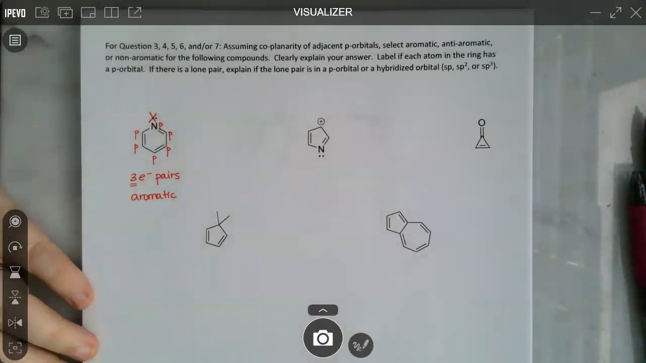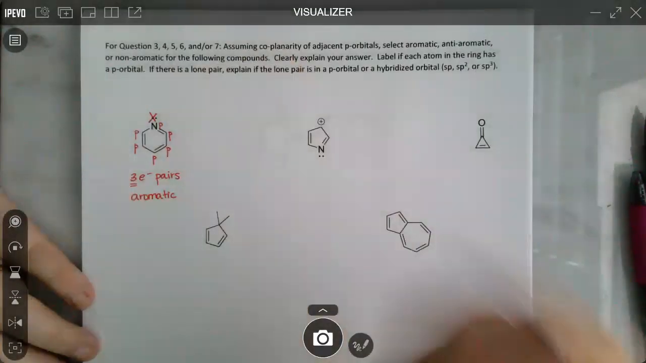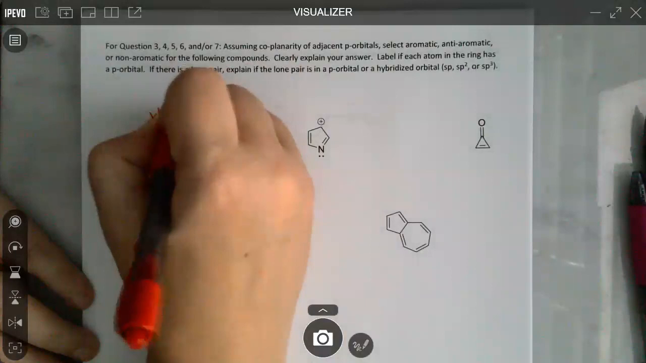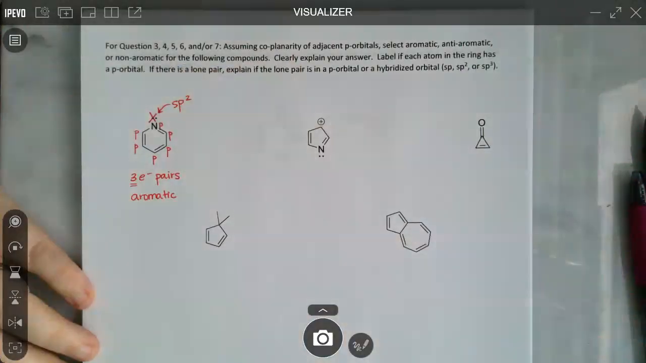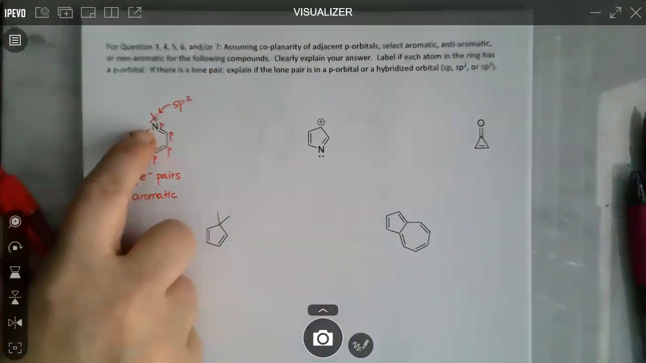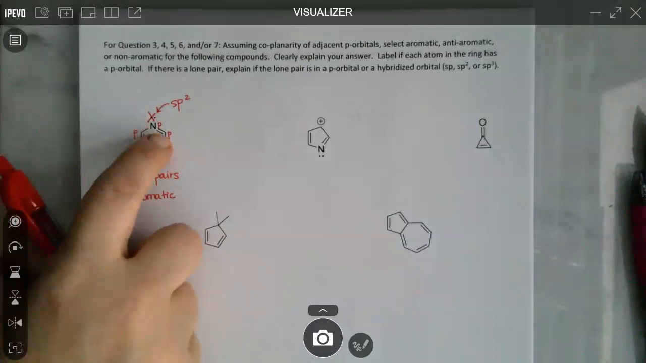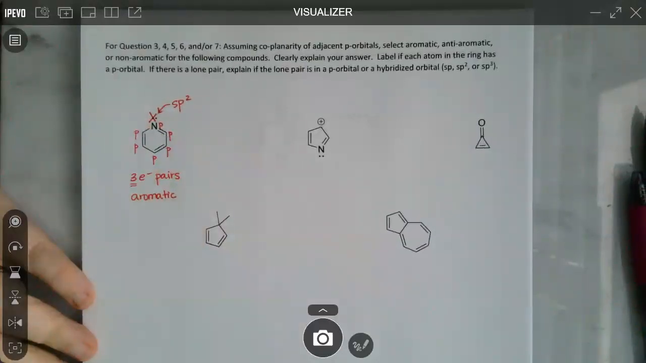And the lone pair is not in a p orbital. This lone pair is in an sp2 hybridized orbital. So what we want to remember here is that when we have an atom that has both a lone pair and a pi bond, the p orbital that might participate in aromaticity is the pi bond. The lone pair will be in a hybridized orbital.